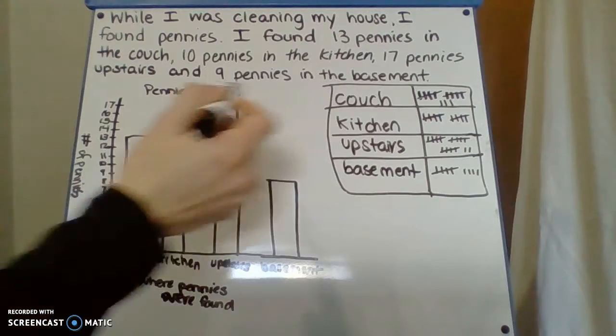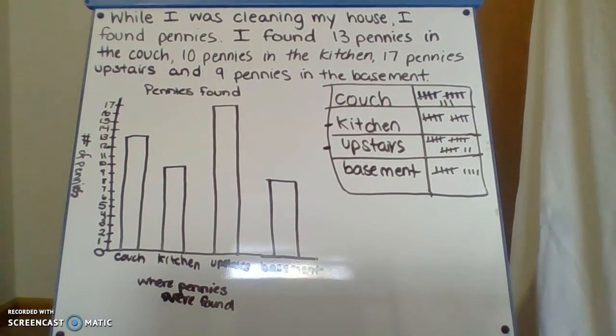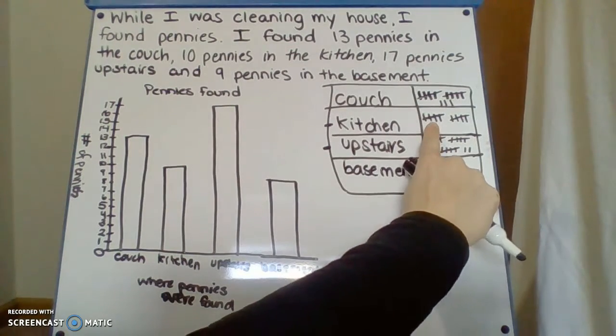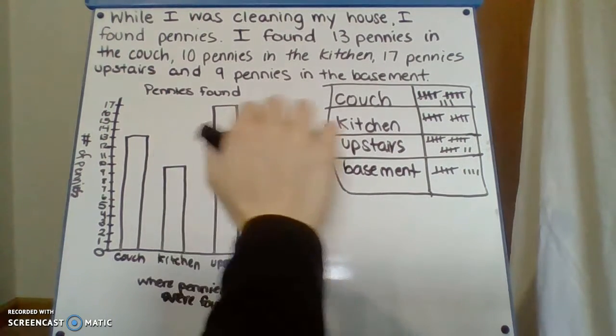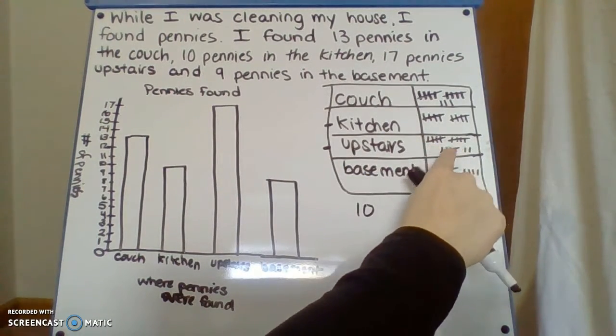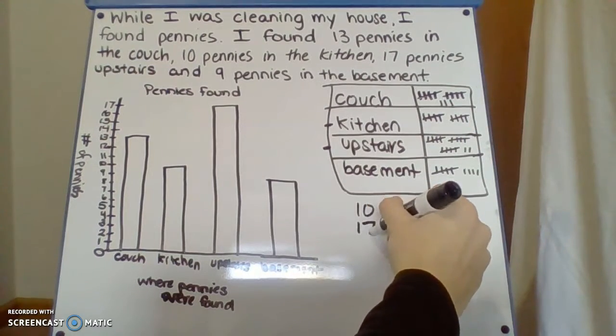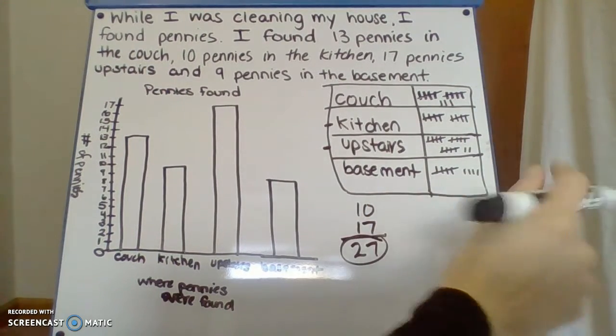We have kitchen, upstairs, to find how many the kitchen has. You can either use your table or your graph. Kitchen has 10. Upstairs has 17. Altogether, they have 27.